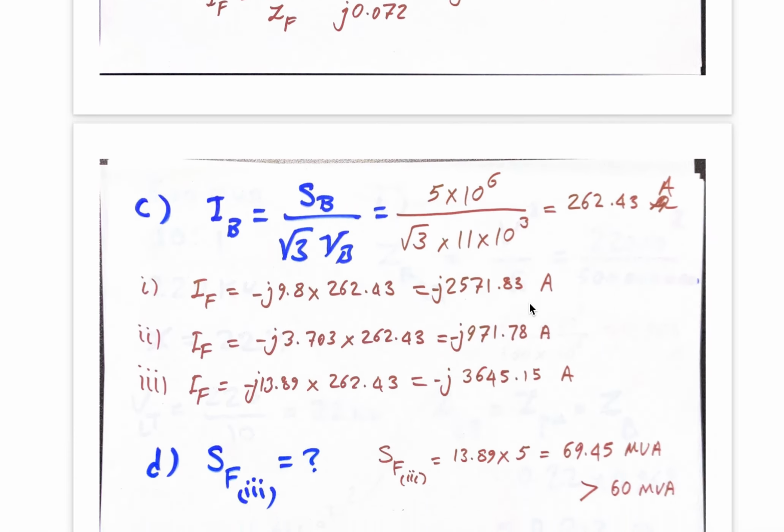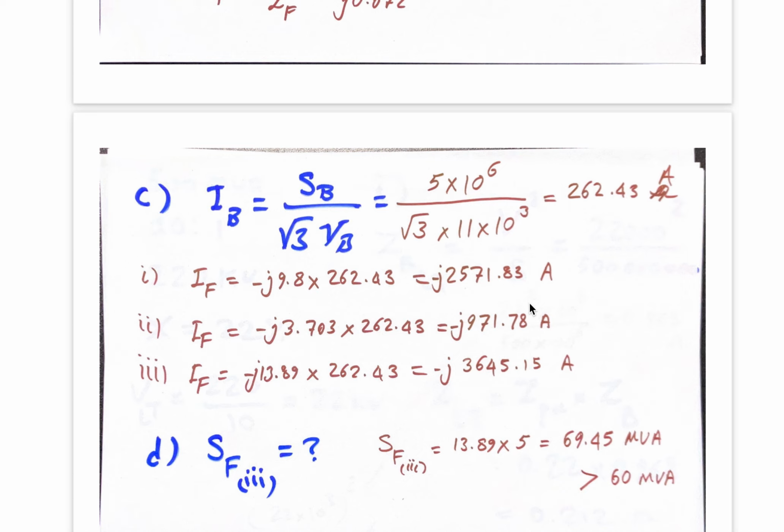In part C, the question is, okay, in part B, you got all per unit currents for different configurations. Now calculate actual currents for each of those configurations. When you go to calculate actual current, you need to know base current. And once you've got base current, you can just multiply it by that per unit current. How to obtain base current? This is the formulation. I base equals S base divided by root 3 V base. S base is the one given in the problem, in the exam, in the question, 5 MVA.